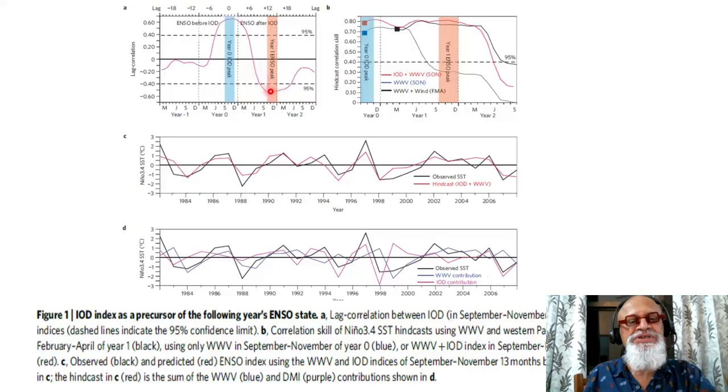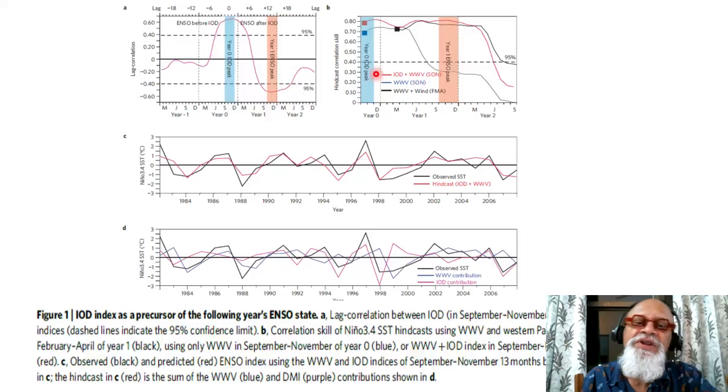So the correlation is quite negative and obviously statistically significant. And then in year 2, so you are starting in year -1. Year 0 is when IOD peaks. Year 1 is when ENSO peaks, and then year 2 when the correlation again dies away.